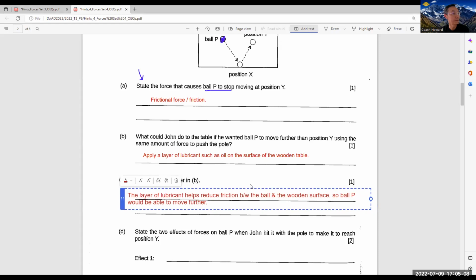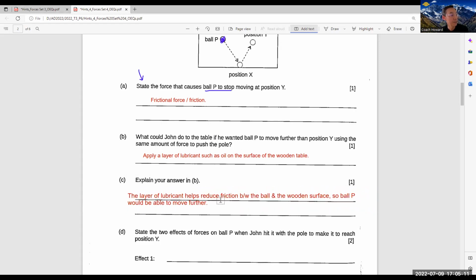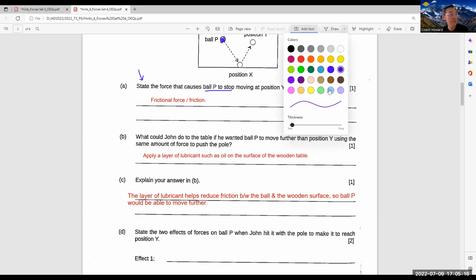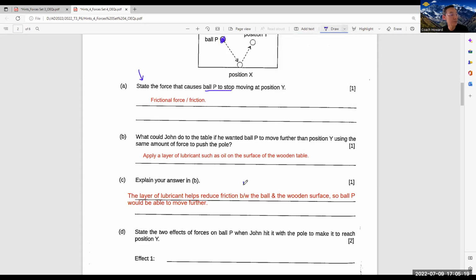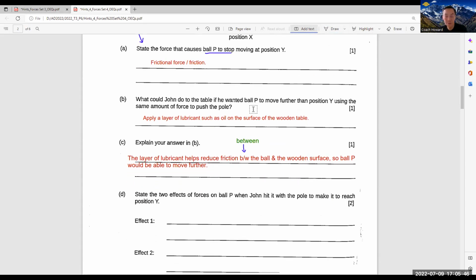The keywords involved are helps to reduce friction between the ball and the wooden surface. This is my shorthand for typing purposes; whenever you see B/W, it means between. In secondary school, a teacher will teach you this shorthand. The layer of lubricant helps reduce friction between the ball and the wooden surface, so ball P will be able to move further. Later I'll show you a video clip on this also.